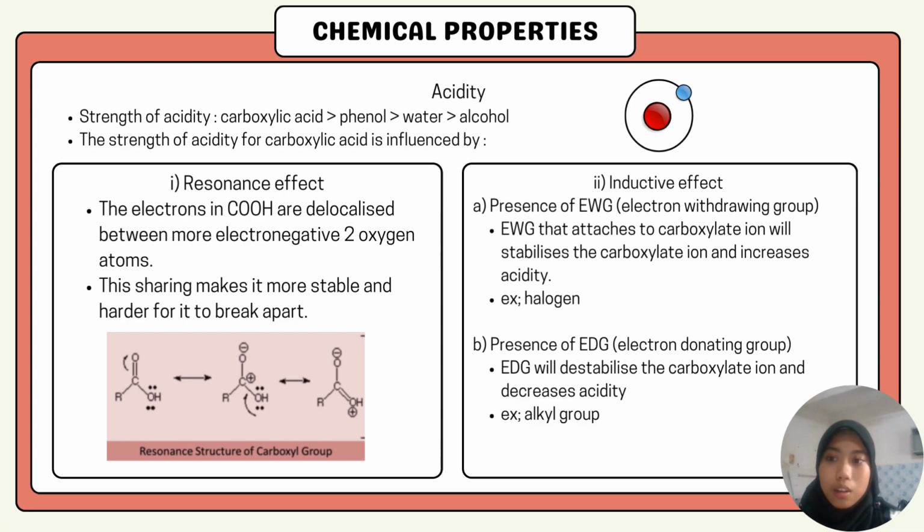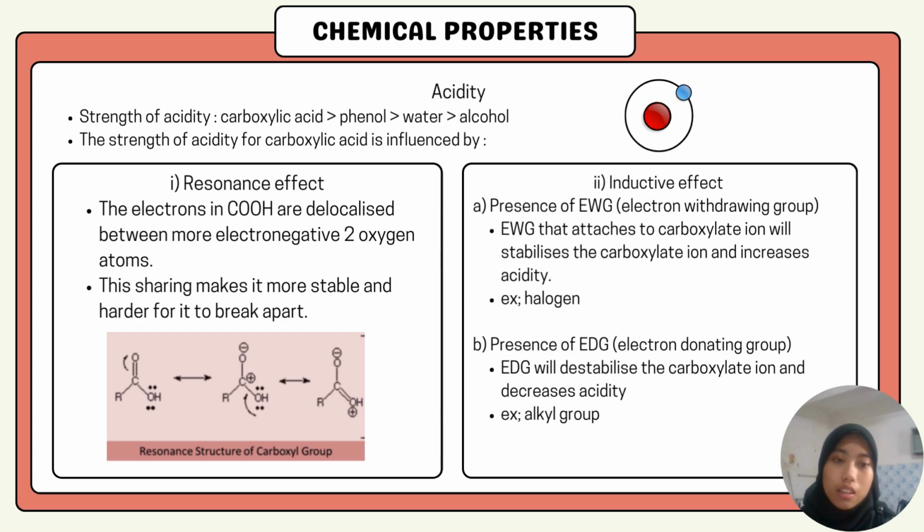And it helps explain why carboxylic acid is more acidic than alcohol, because in alcohol, the negative charge or the electron can't move around. So when they cannot move around, they're less stable compared to carboxylic acid, where it can move around and it is more stable than alcohol, hence why it is much more acidic compared to alcohol.